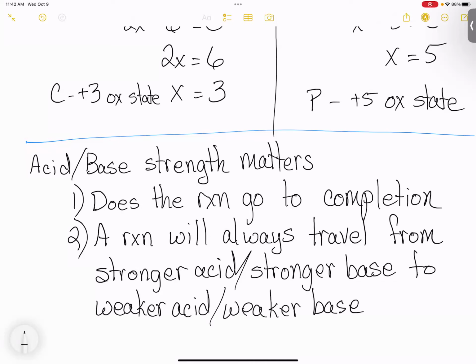Now, I gave you ways, if you're given a couple of different acids, to determine who's stronger. But this diagram I'm passing out gives some of the most common acid-base groups.